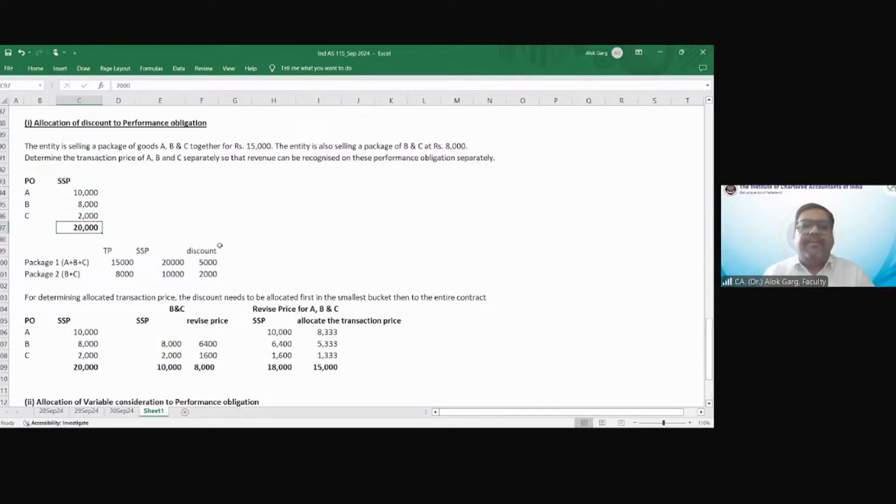So Mamta, what happened? In the last question, this question has given you the standalone selling price of all these performance obligations A, B, and C: 10,000, 8,000 and 2,000, right? Is that clear? So in this question the price of all three is given, the standalone selling price of all three is given.